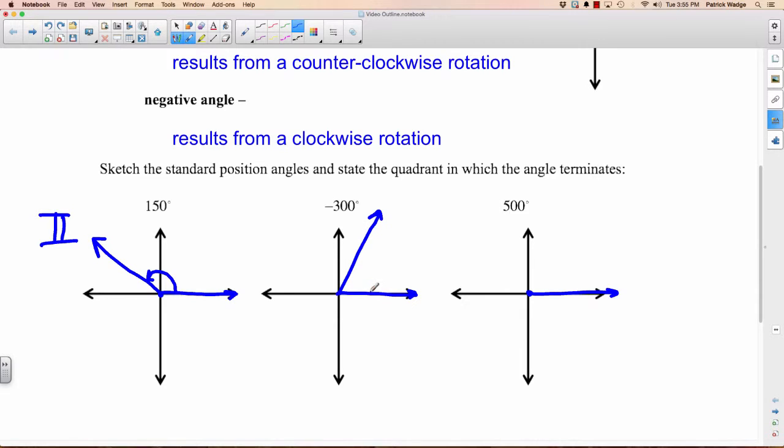And remember, the way you're going to draw this angle is not like that. That's not how we rotated it. We rotated it like that. That's negative 300 degrees. Which quadrant is this? That's quadrant 1. Okay, 500 degrees, that's positive, so we're going to go in a counterclockwise direction.